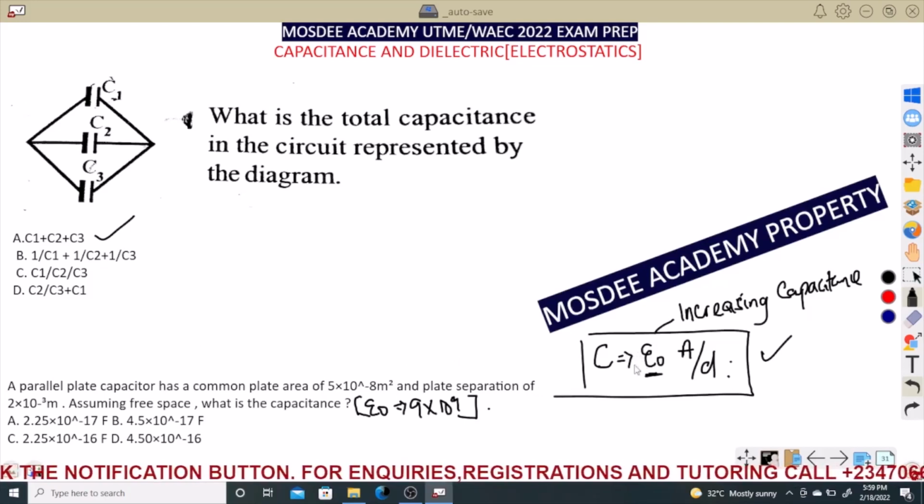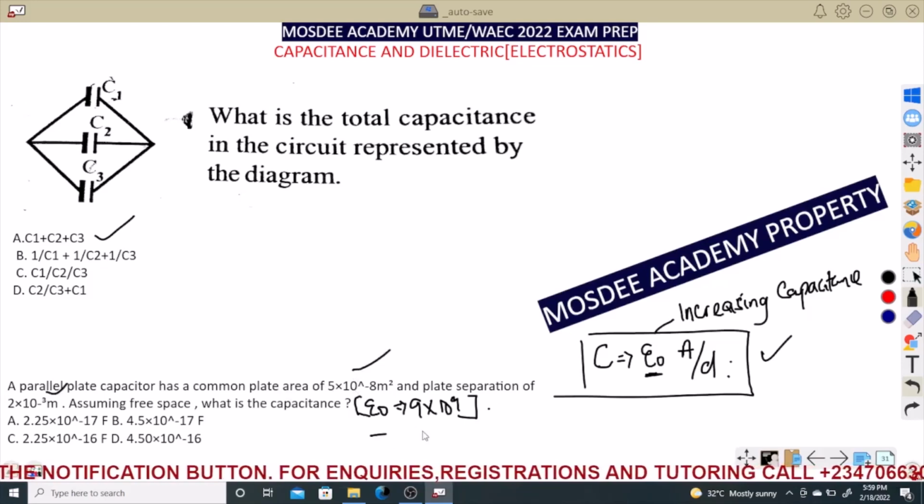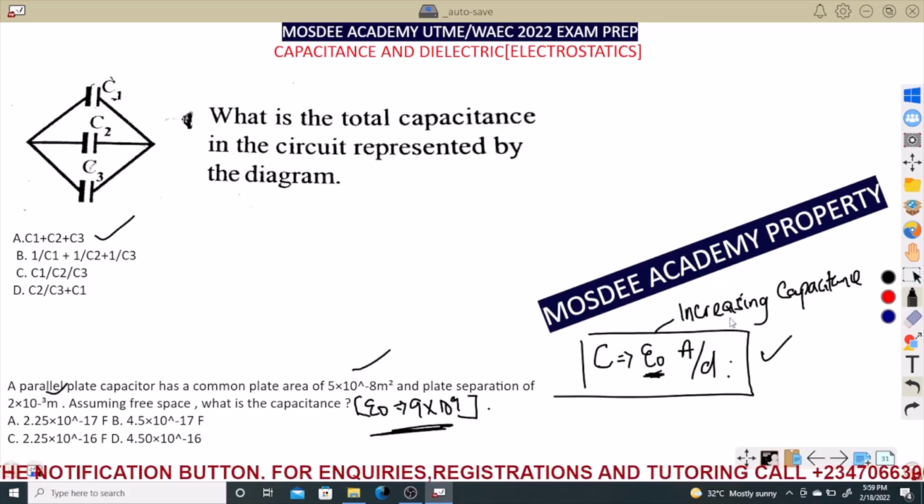So by and large, my point is I am stopping here because of time. So substitute the value. Area is given, distance is given, free space is always a constant. Permittivity, or you call it dielectric, is always constant. So you use that.